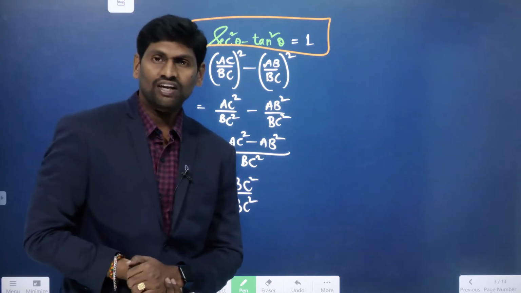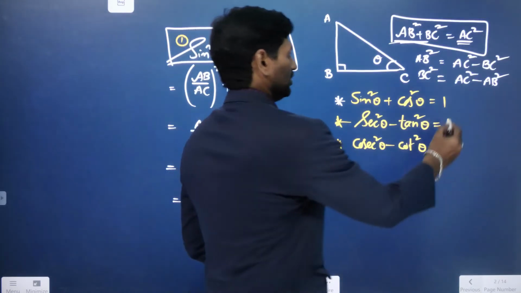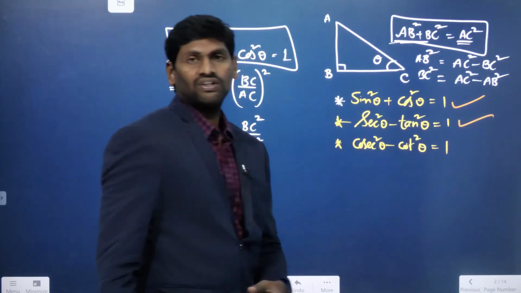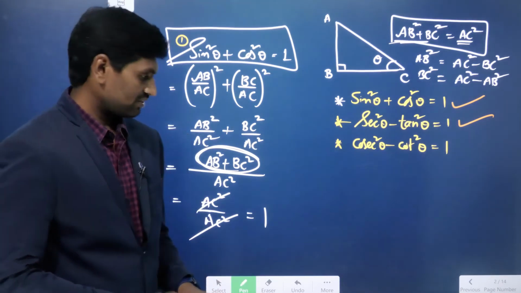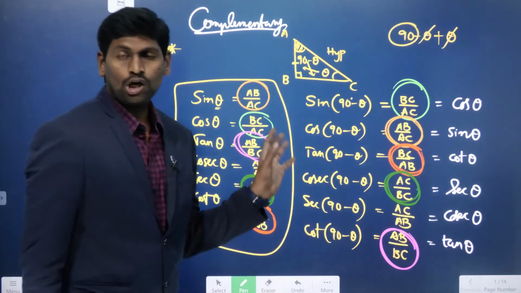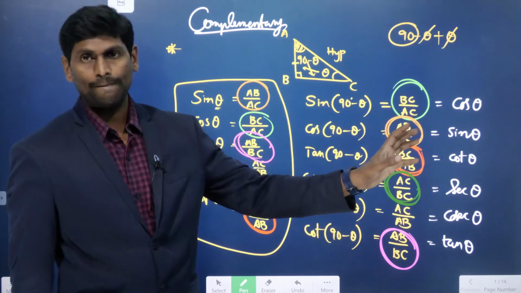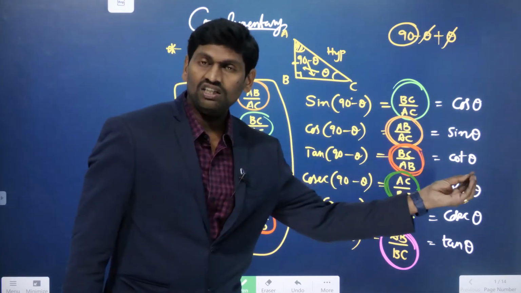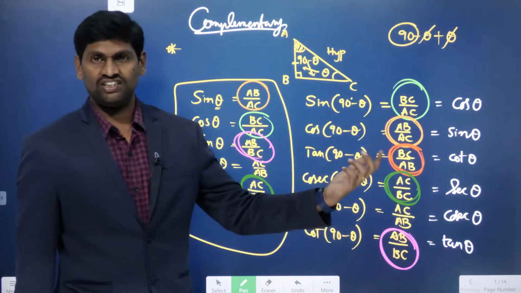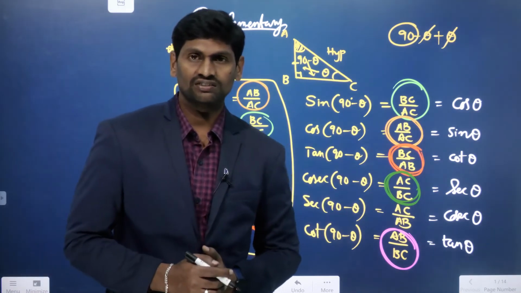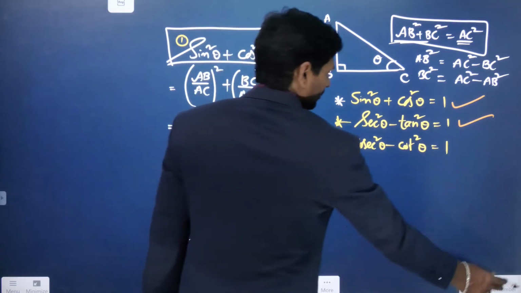Secant square theta minus tan square theta value is 1, the same as sin square theta plus cos square theta equals 1. This is proved. Okay na? Clear until then? Complementary angles: sin of 90 minus theta is cos theta, cos of 90 minus theta is sin theta. In the same way, tan of 90 minus theta is cot theta, cosecant of 90 minus theta is secant theta, and secant of 90 minus theta is cosecant theta. Clear until then everything? Yes. So let us prove this one also, then you can note it together.